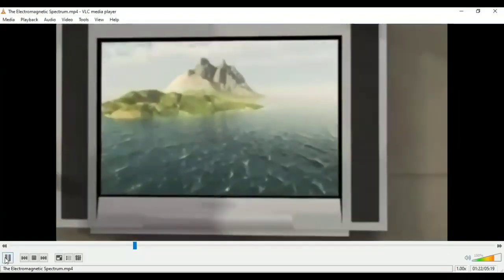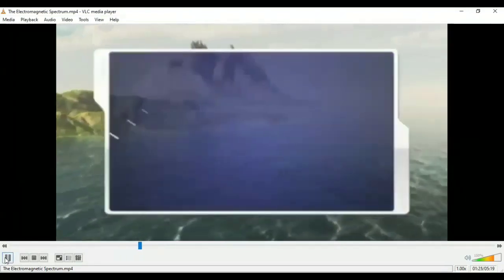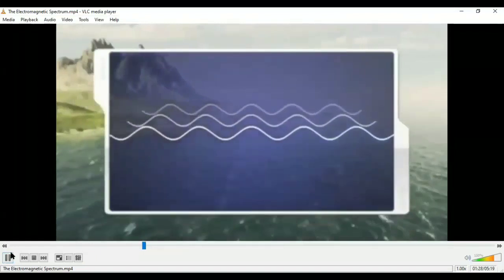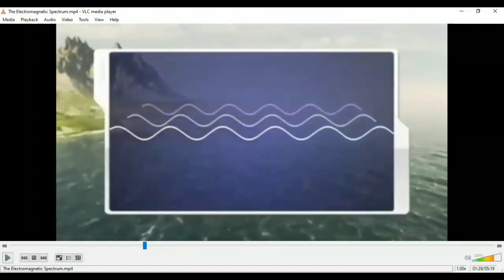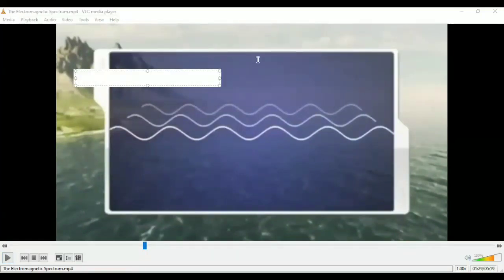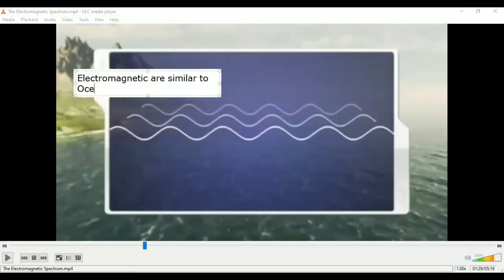Electromagnetic waves, or EM waves, are similar to ocean waves in that both are energy waves. They transmit energy. So what is the electromagnetic spectrum? How does the electromagnetic spectrum work? What he is trying to say is that electromagnetic waves are similar to ocean waves, as both of them are energy waves. Clear?